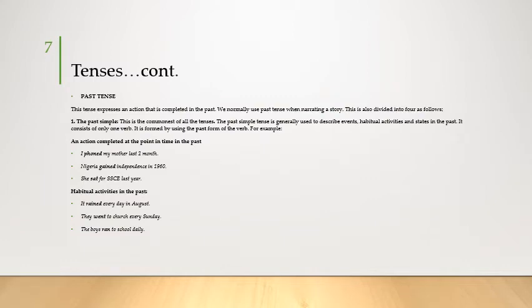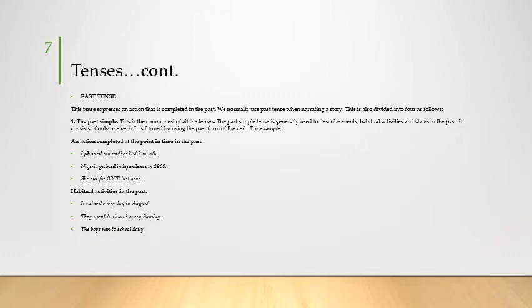Then we have past tense. Remember we talked about simple present before. Now we are going to talk about the past tense. What is past tense? This tense expresses an action that is completed in the past. We normally use past tense when narrating a story. This is also divided into 4 as follows.